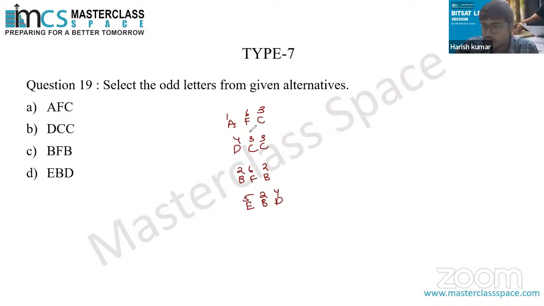So again, whatever relationship I can find between the numbers, I have to try to find. So 1 plus 6 plus 3 is nothing but 10. 4 plus 3 plus 3 is nothing but 10. 2 plus 6 plus 2 is nothing but 10. And 5 plus 2 is 7, 7 plus 4 is 11. So the only thing that is negating our logic is option D. So this is our answer.